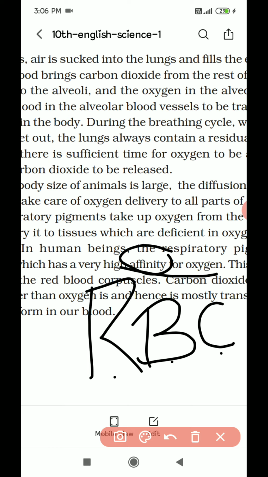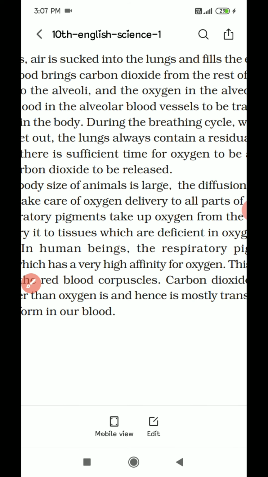If diffusion is not possible, of course diffusion also takes place in some parts of our body, but if diffusion is not possible to diffuse the oxygen from blood to the cells, this respiratory pigment called hemoglobin does this work to supply the oxygen from blood to the cells of our body.